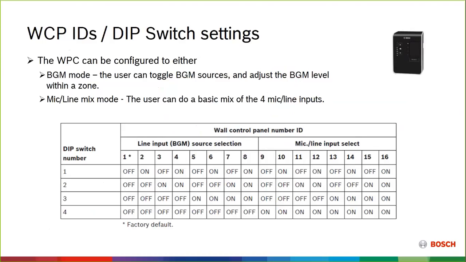And then the wall control also has a mode. It's either going to be a BGM mode, where I'm toggling between the sources, what source goes into this zone, and volume, or in mic line mode, I toggle between the 4 mic line inputs, and now I've created a small 4-channel mixer. So I can actually mix my inputs from a wall control panel. And of course, all of these functions are in the software that we're going to go over in a little bit, but this is just the hardware, the end user pieces of it.